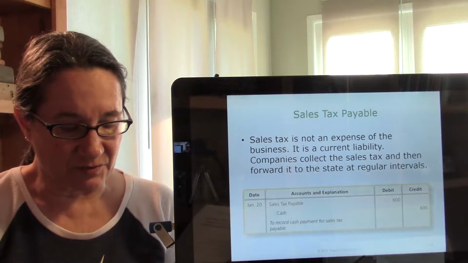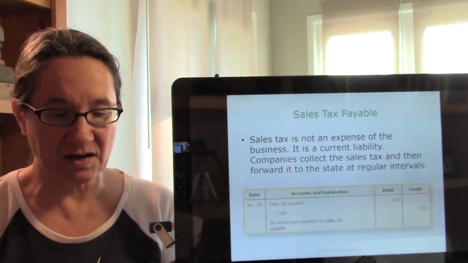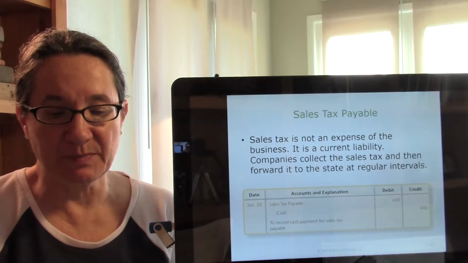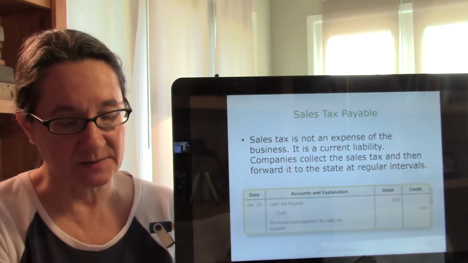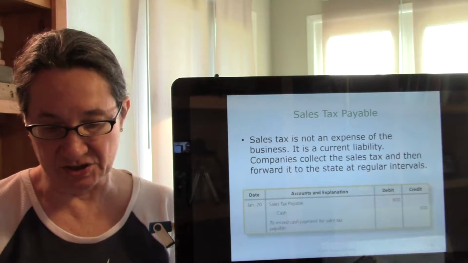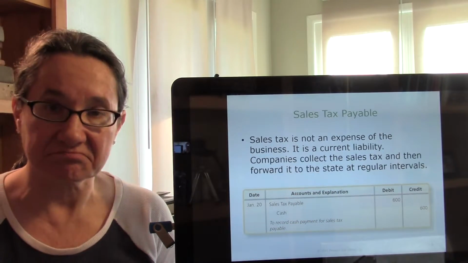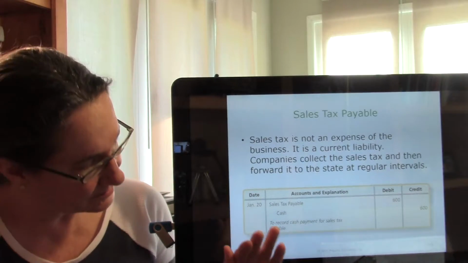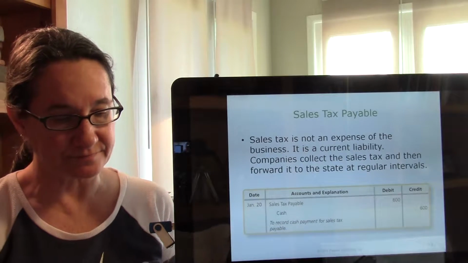Companies collect sales tax and forward it to the state at regular intervals. They normally submit it monthly, but it could be at other intervals depending on the state and the amount of the tax. To pay the tax, at the end of the month or the quarter, whenever you pay that sales tax, you just show that you paid it. So you reduce sales tax payable and pay out the cash. There you go. No big deal. Debit sales tax payable, credit cash.